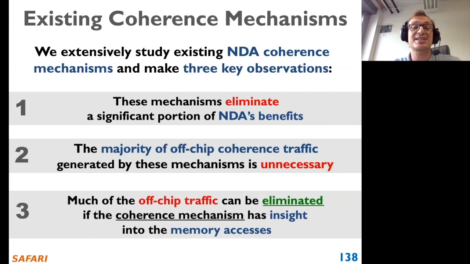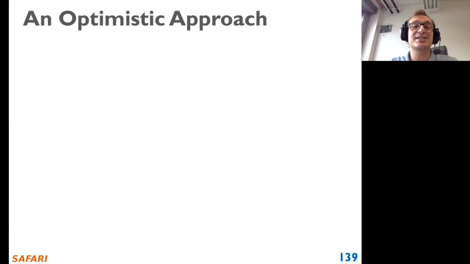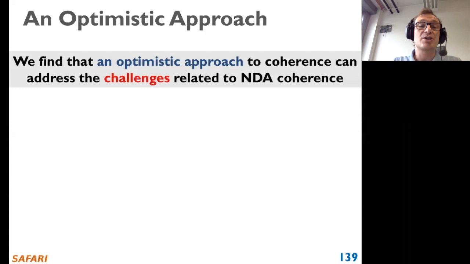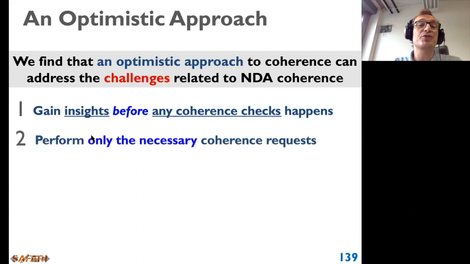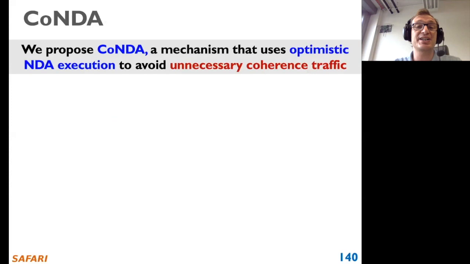Basically, this is optimistic concurrency control. If you know about transactional memory, the approach I'm going to describe has similarities to transactional memory, but not exactly. We're going to use an optimistic approach to overcome the challenges related to near data accelerator coherence. Before checking coherence, we collect information about what accesses have happened. That's what this insight means. And we perform only the necessary coherence requests in the end. That's the idea of coherence for near data accelerators: we want to avoid unnecessary coherence traffic by using optimistic NDA execution.